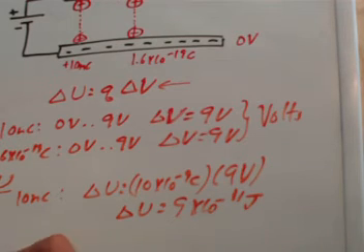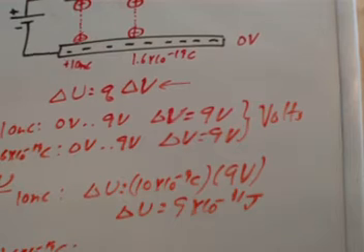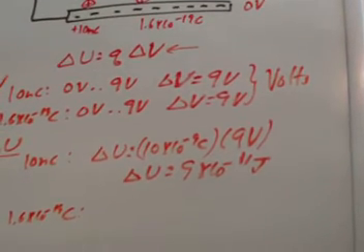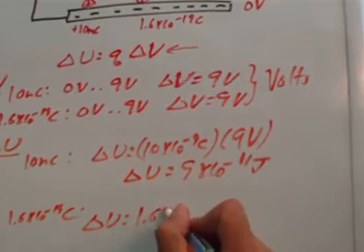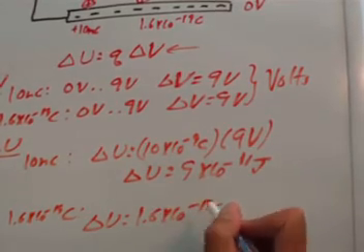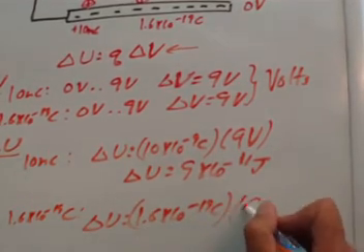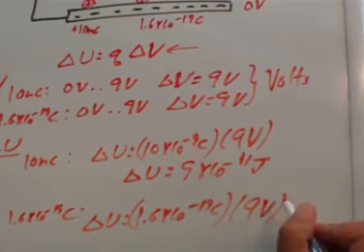Okay? How about the other one? How about the 1.6 times 10 to the minus 19th coulomb charge? What sort of a change of potential energy does it incur? Well, the delta U here is going to be 1.6 times 10 to the minus 19th coulombs, and it also goes through a potential change of 9 volts. These are V's, not U's.